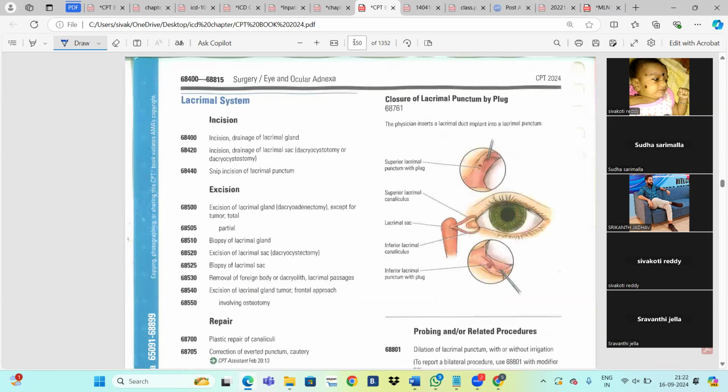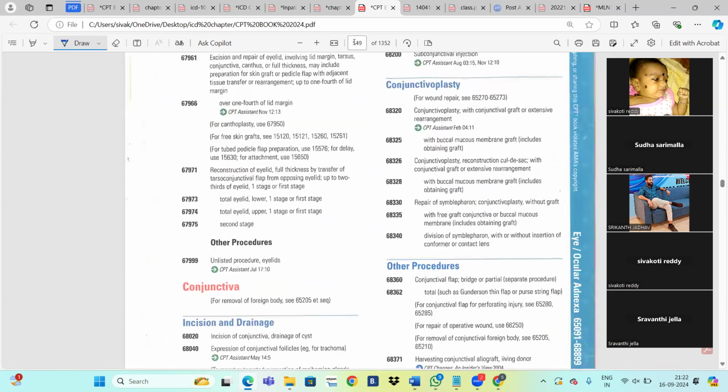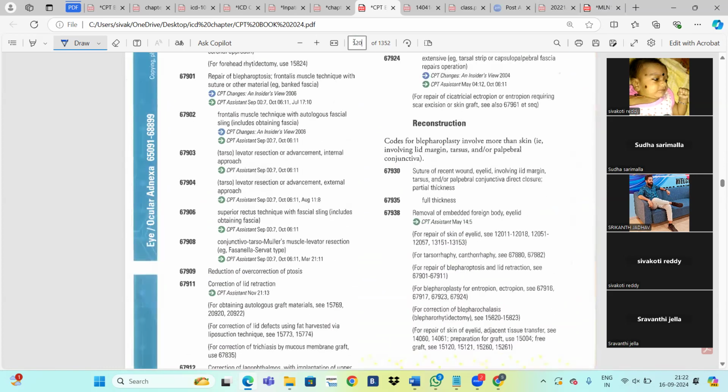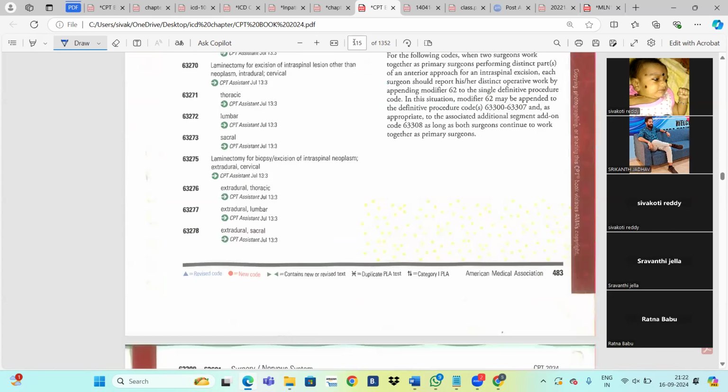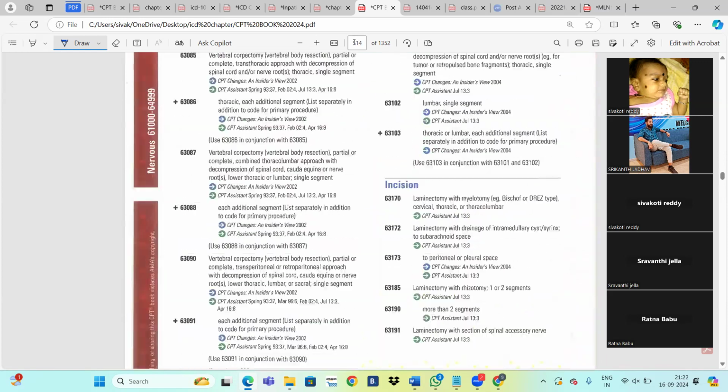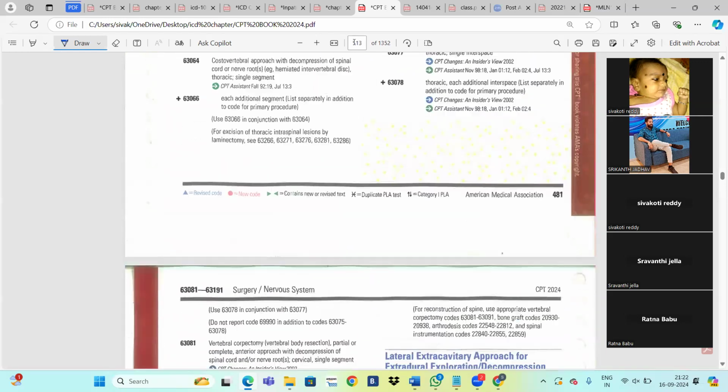So open and closed also you need to check. And you need to check whether imaging guidance is included or not, whether you need to code it separately or the imaging guidance is included.